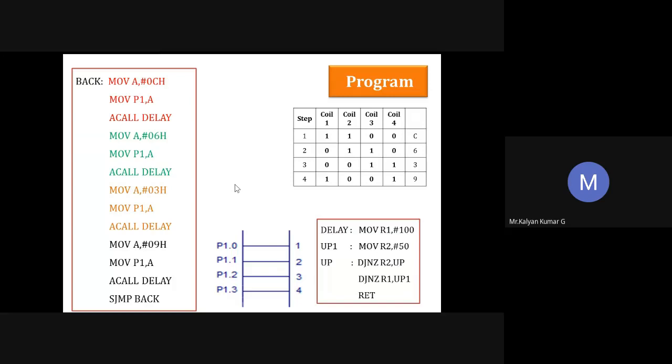After reading the status, you have to send the sequence. Initially, what is the sequence we got? You remember this sequence: 0C, 06, 03, and 09. This is for forward motion. See here, I am sending 0C, which is the sequence I got from here, and I send it to the accumulator. From the accumulator it is moved to port 1. So I'm sending that sequence for forward rotation to port 1.